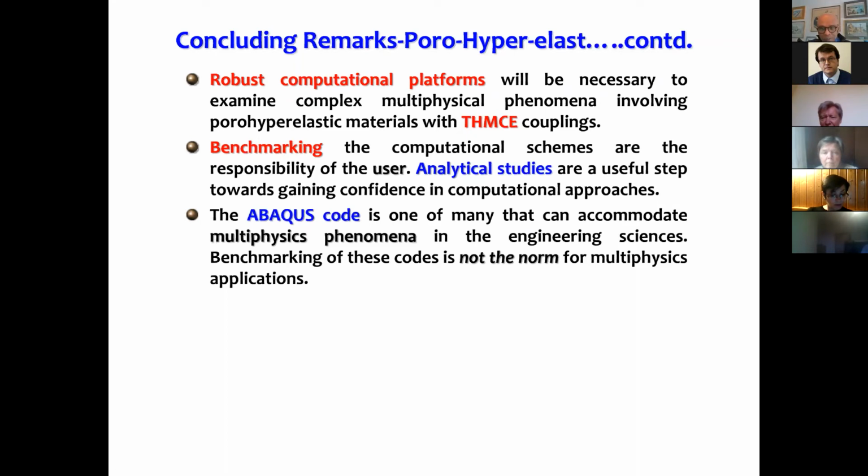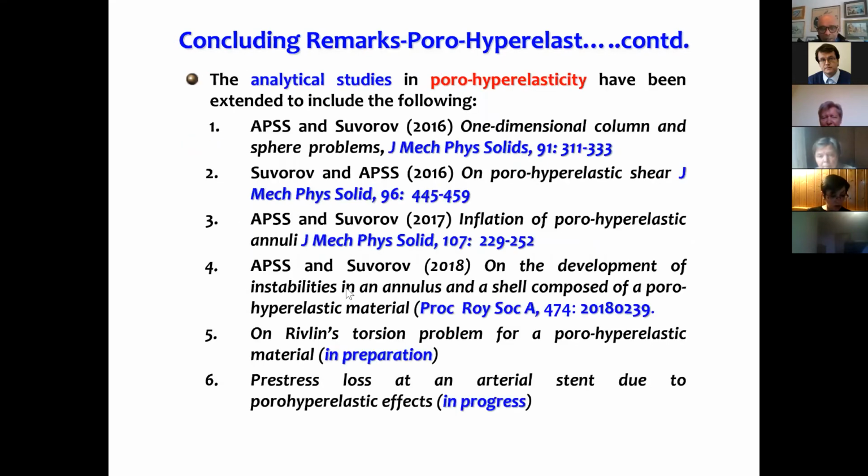And that really does cause problems, because I think, if you develop a theory where there are no procedures for getting the coupling terms correctly studied, then your developments have limitations there. So the work that we've done is published in these journals, and we have a couple of other papers in progress as well: the torsion problem, as well as the pre-stress loss that can materialize in arterial stents, for example, due to poroelastic effects as well.